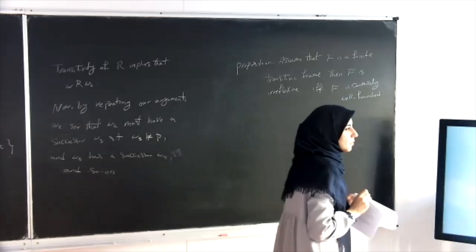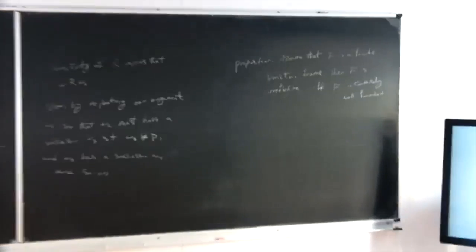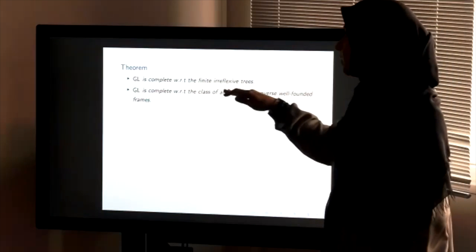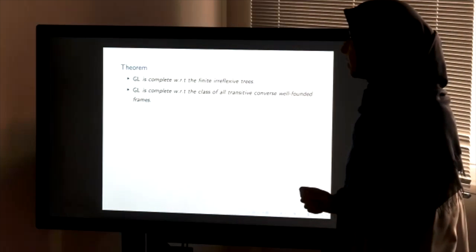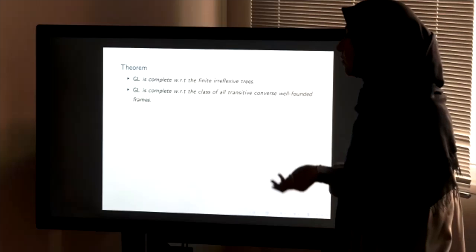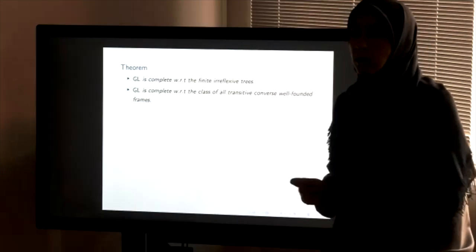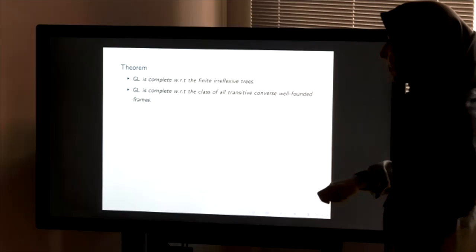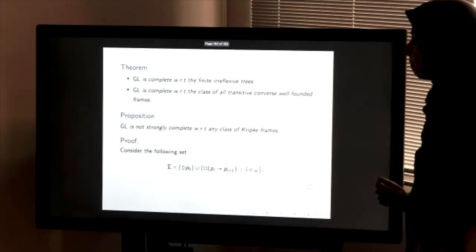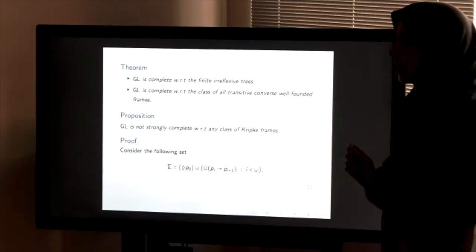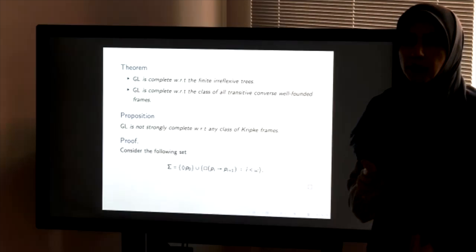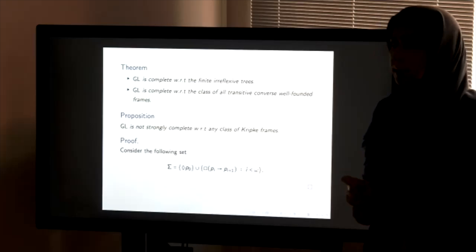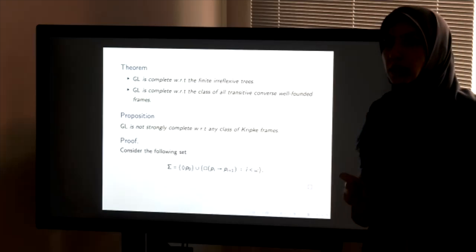By using this proposition, and the condition that GL is complete with respect to the class of transitive converse well-founded frames, we can prove that GL is complete with respect to the finite irreflexive trees. One point that we have for GL with respect to semantics is that GL is not strongly complete.